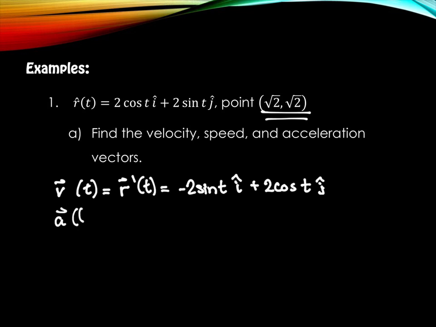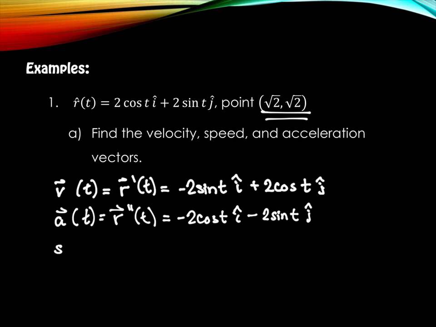Acceleration vector, which is the second derivative. So what is the derivative of the derivative? So what's the derivative of negative 2 sine t? Negative 2 cosine t. And what's the derivative of 2 cosine t? Negative 2 sine t. Excellent. And then to find the speed, that was the third one. I may have done them out of order, but that's okay.